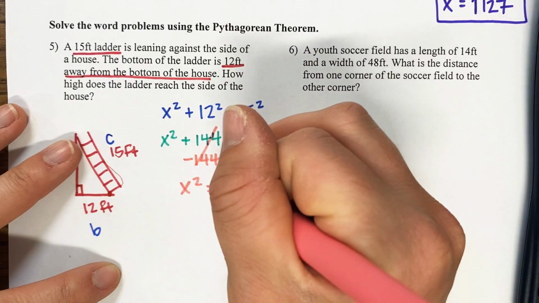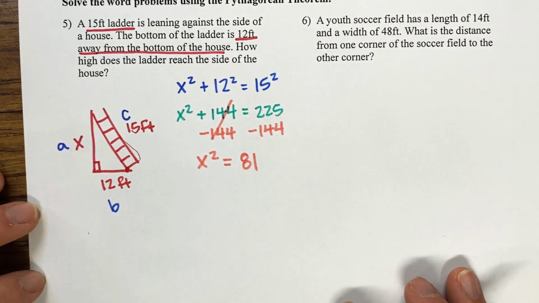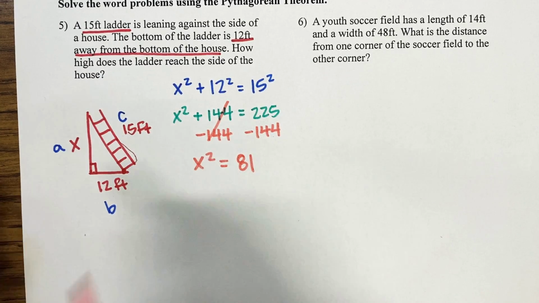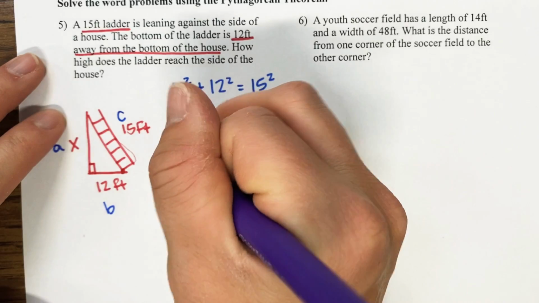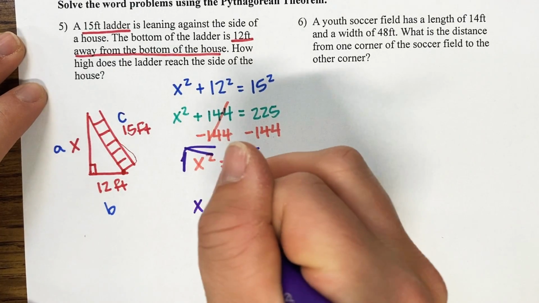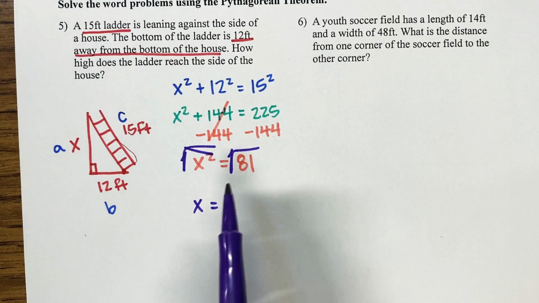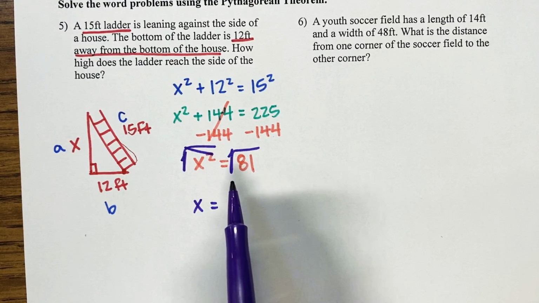We get 81. All right, almost done. What is the opposite of square, or how do I get X by itself? We're going to square root it. Okay, so we get X is all by itself. And what is the square root of 81? Or is there a number that multiplies by itself to give us 81?